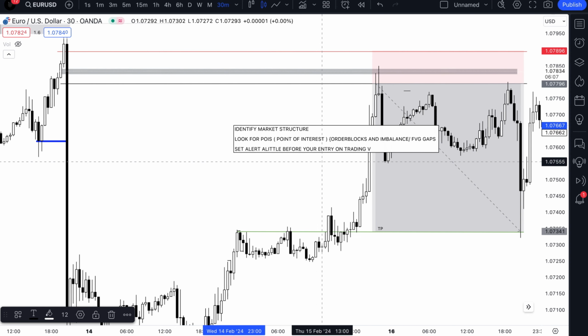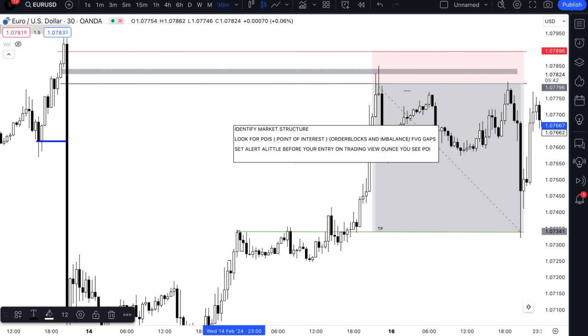If you don't have it, you should be able to set at least one to two alerts for free. And if not, buy TradingView Pro and you can get as many alerts as you want. It's only like $12 a month. So set an alert a little before your entry on TradingView once you see your POI.